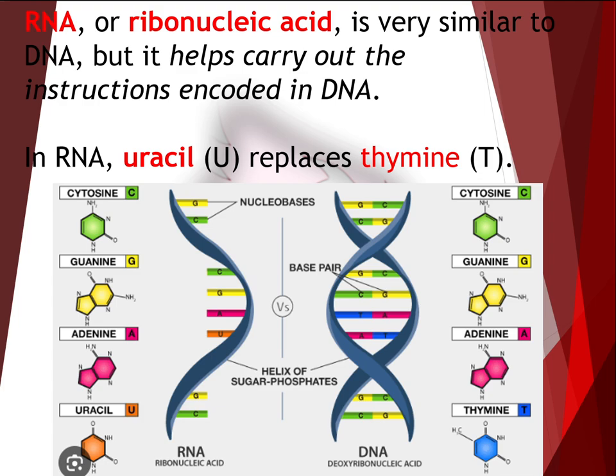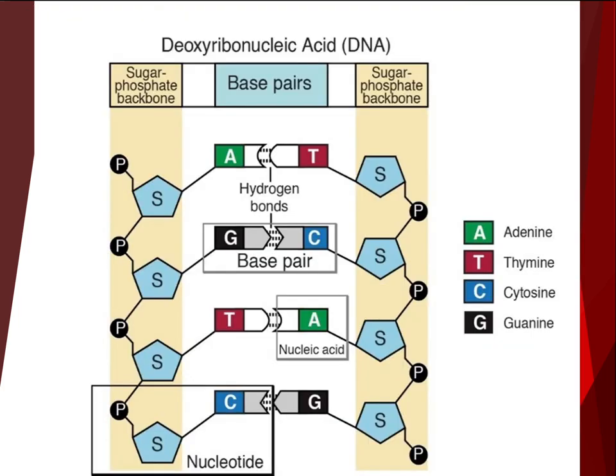Now, let's talk about RNA. RNA, which stands for ribonucleic acid, is very similar to DNA, but it's designed for a different job. It helps carry out the instructions encoded in DNA. There are a couple of key differences. In RNA, uracil replaces thymine. RNA usually exists as a single strand instead of the double-stranded structure we see in DNA.